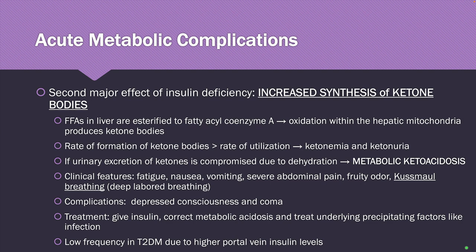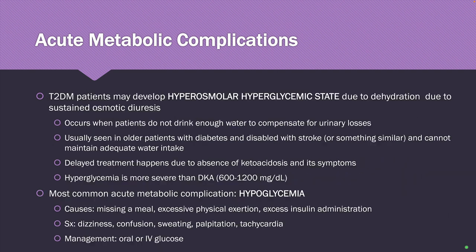The treatment for this condition, for diabetic ketoacidosis as a whole, is to give insulin, and then you correct the metabolic acidosis and treat possibly kung merong siyang underlying factors such as infection. In type 2 DM, DKA or diabetic ketoacidosis can occur pero at a lower frequency due to higher portal vein insulin levels.